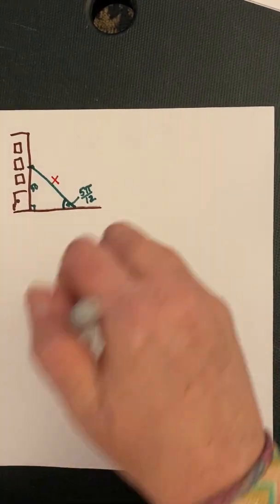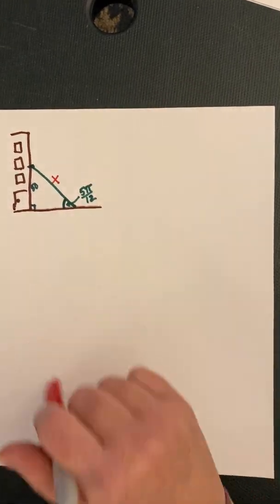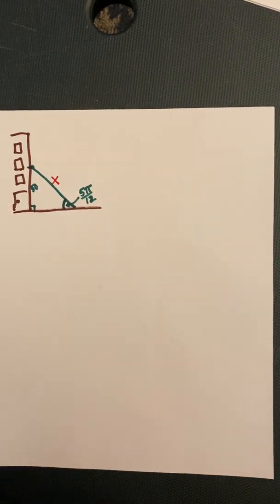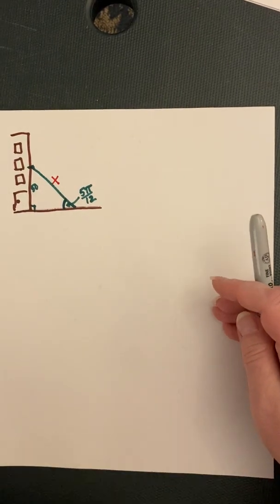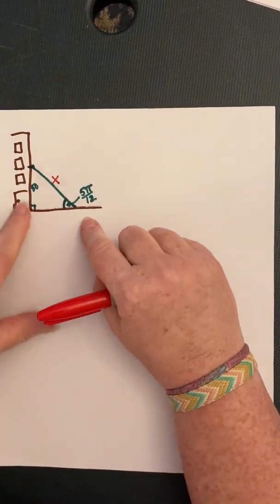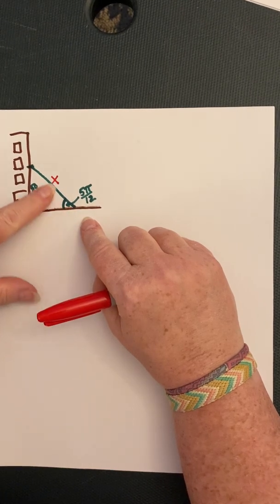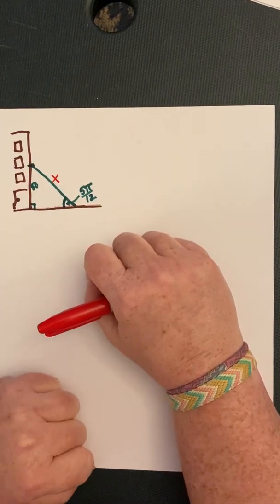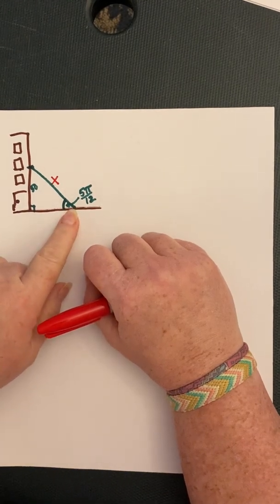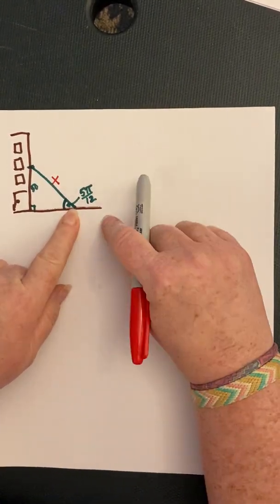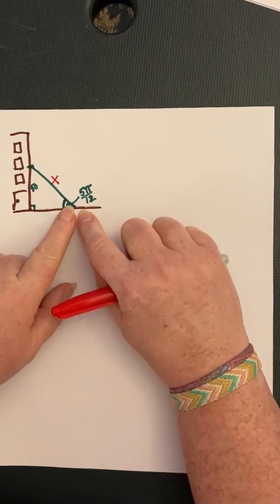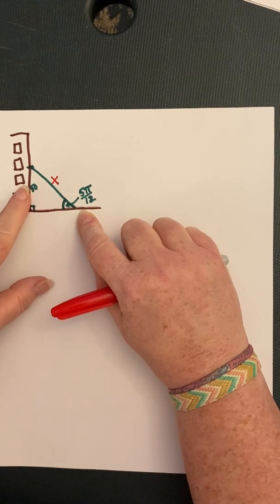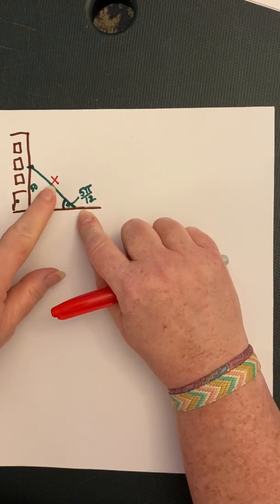Okay, looking for the length of the ladder to the nearest foot. So let's think about what we already know. We know that in this right triangle, we're looking for the hypotenuse. And they've given me this angle measure. They gave it to me in radians, which is a little funky, but they gave it to me and so I can use it. And in relation to this angle, they gave me the opposite. So I have the opposite and the hypotenuse working in this problem.